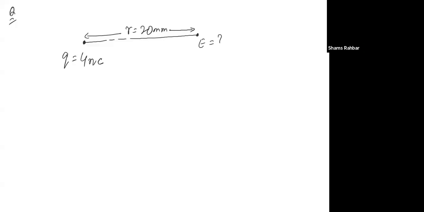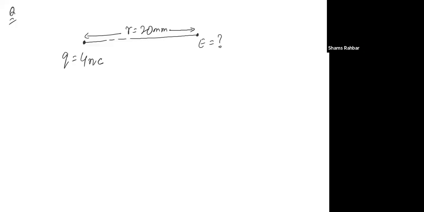Now, Ajay, tell me one thing. I'm giving you one more very basic question, just for you. You need to solve and give me the result. If I give you a charge equal to 4 nC. What does nC mean? Nanocoulomb. Charge is 4 nanocoulomb. Let the distance of a point be r equal to 20 millimeter.